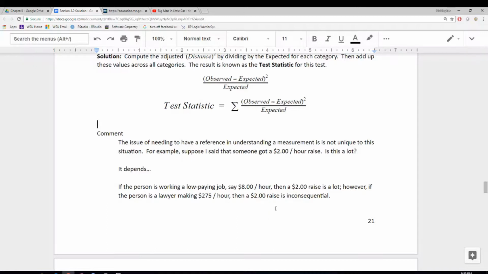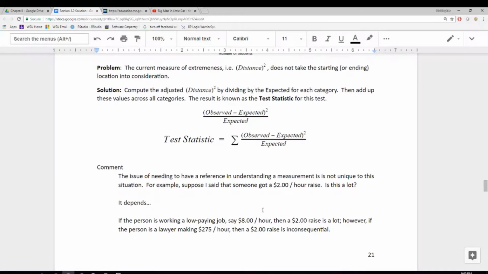So what you would do in this situation is just look at the $2 raise relative to where you were starting from. You could kind of almost compute like a percentage. What was the percent raise would be a way to alleviate this problem. You can kind of think of this as a percentage. I mean, it's not technically a percentage because the expected is not a total here, but we're trying to put that square distance relative to where I'm starting from. So relative to the expected quantity here.